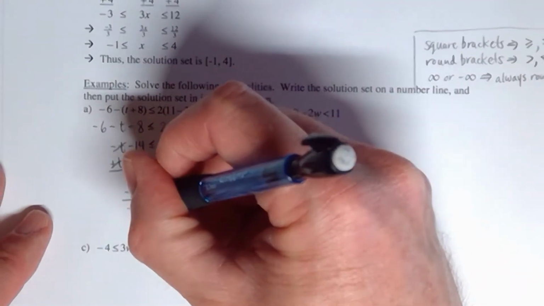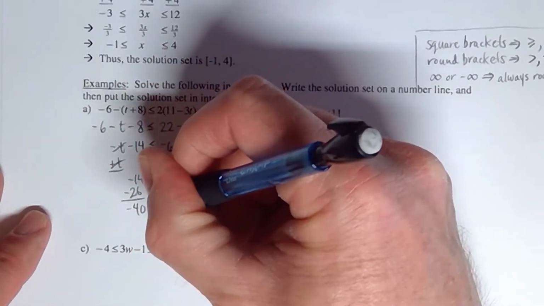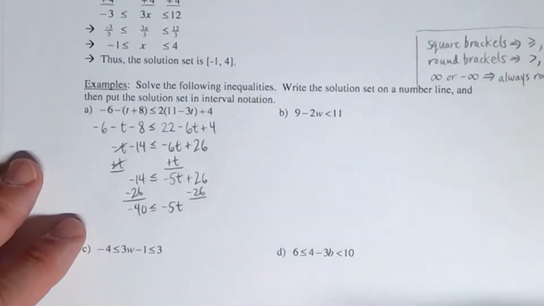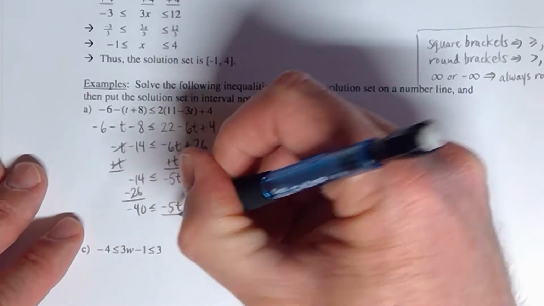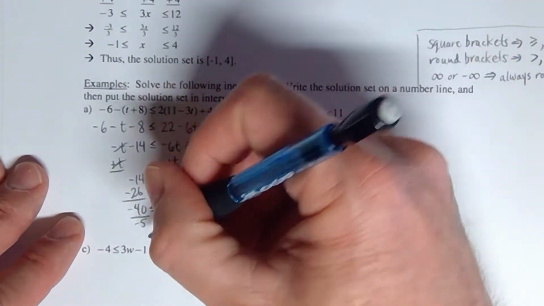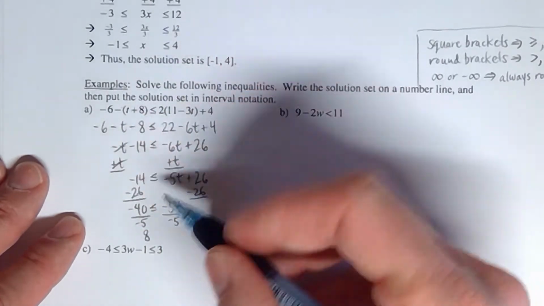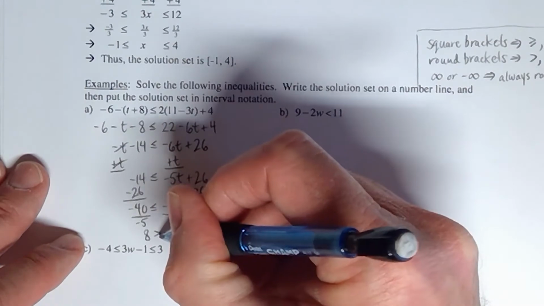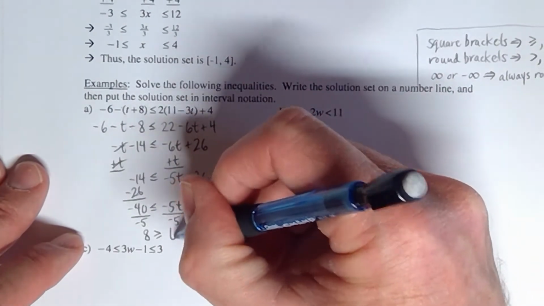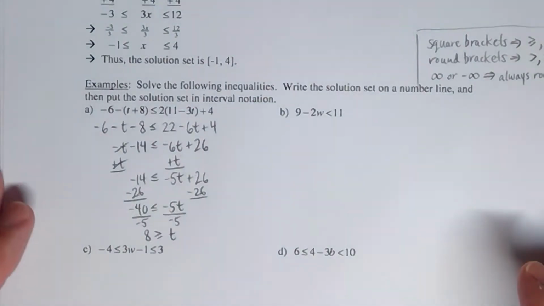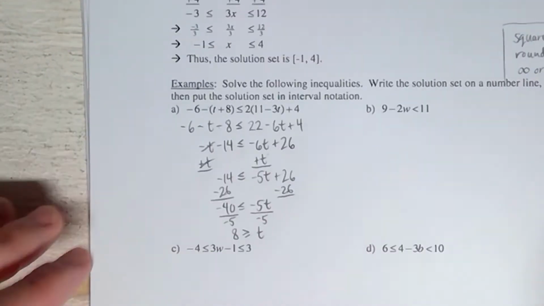Okay, and I get negative 40, negative 5t. Oh, it looks like I'm going to have to divide by a negative, right? Okay, what does that mean now? Since I'm dividing by a negative here to get the t by itself, I'm going to get 8. And this thing right here needs to flip around the other direction like that. Okay, so I have 8 is greater than or equal to t. That's what it says.